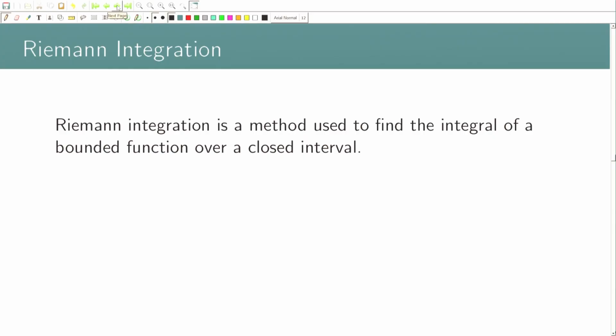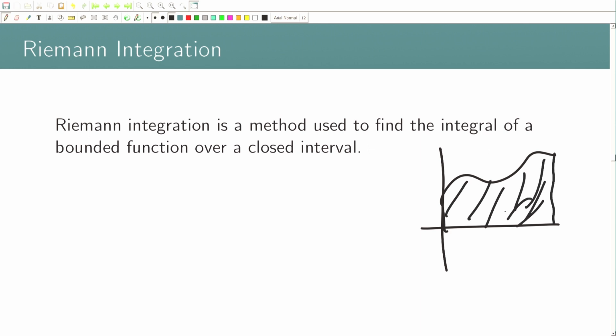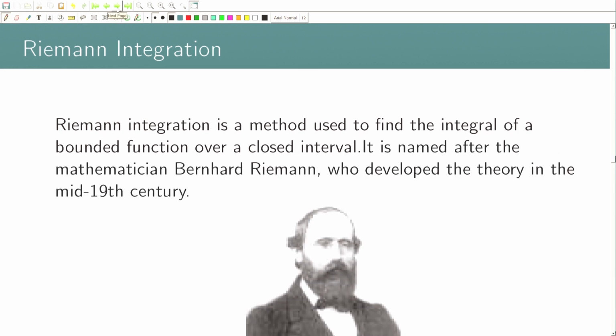Now, we would like to recall some basics of Riemann integration. Riemann integration is a method which tells us how to find the area under a curve f. So now we want to find the area of this region under this curve, and this prescription was given by the German mathematician Bernhard Riemann, who developed it in the mid 19th century, and this is the picture of Riemann.